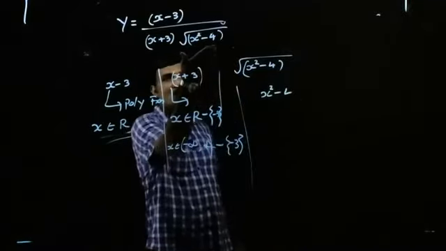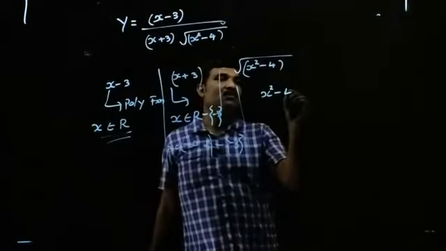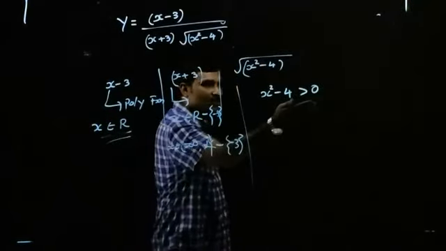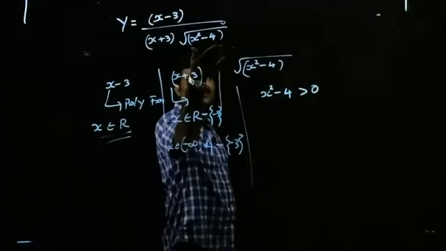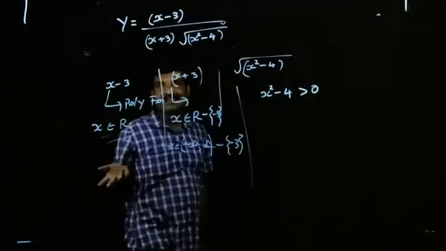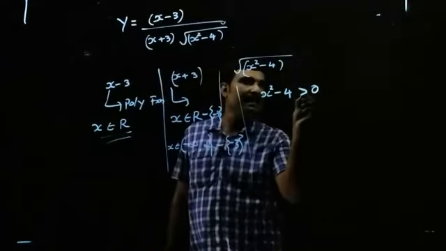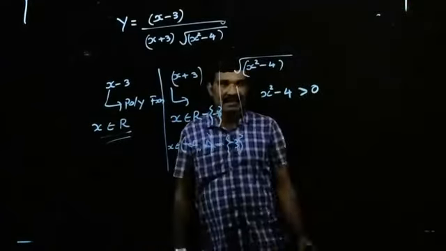So it should not equal to 0. So x square minus 4 greater than 0. This not equal to 0, since when this becomes 0, the 0 will come in the denominator. That will make the function infinity. So we are using the inequality x square minus 4 greater than 0.